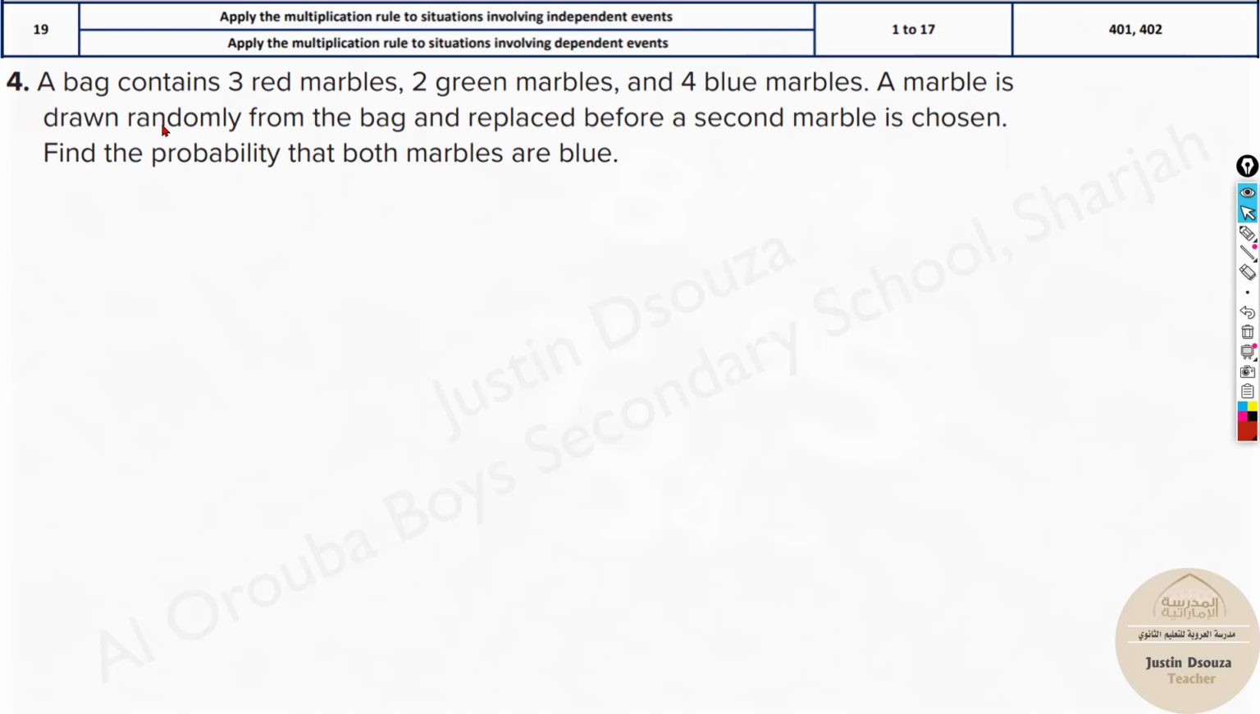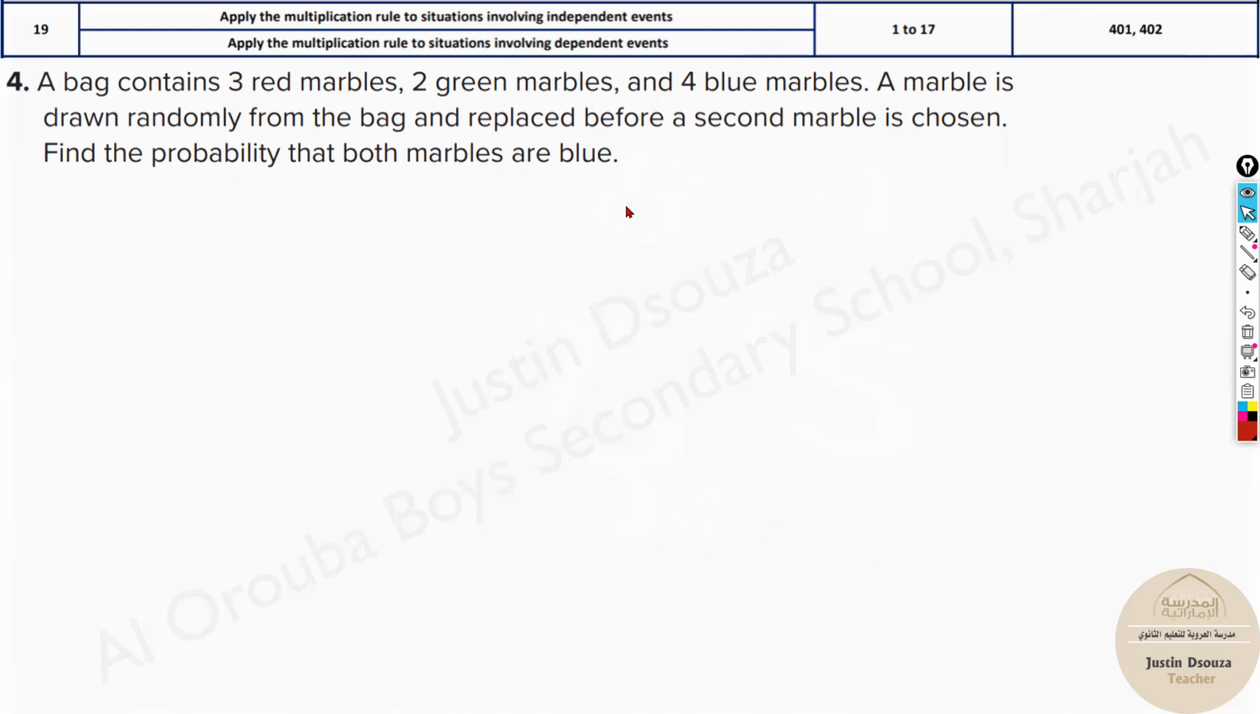Now let us go through this problem here. A bag contains 3 red marbles, two green marbles and 4 blue marbles. A marble is drawn randomly from the bag and replaced before a second marble is chosen. Find the probability that both marbles are blue.